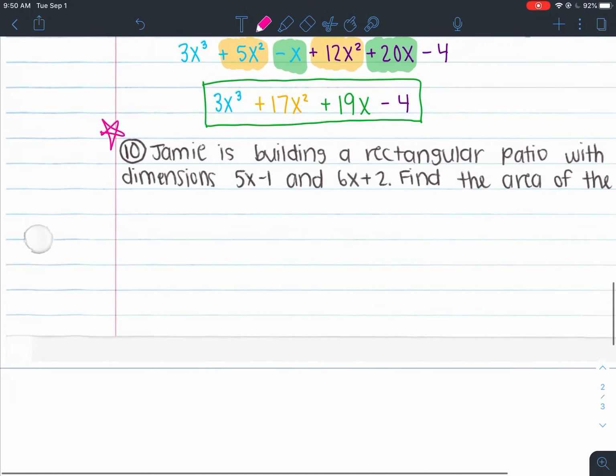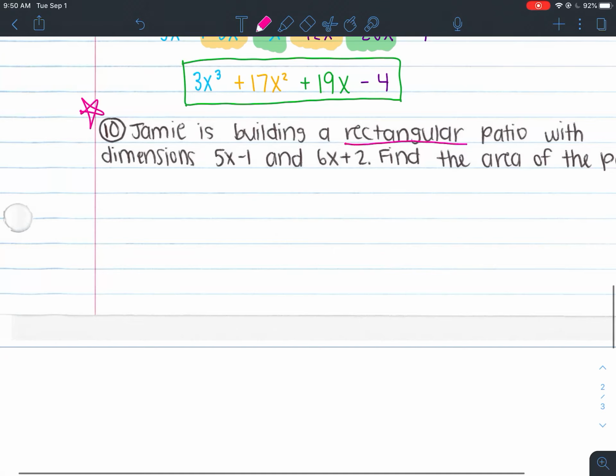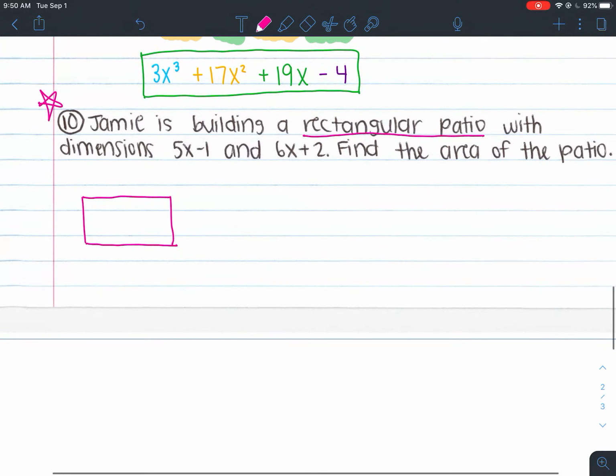So I'm going to draw a rectangular patio because it's a rectangular patio. And anytime there's a picture or they're asking me to find the area or perimeter, I like to draw pictures so I can visualize it. So I'll draw a rectangle here for you. Okay, so this is our rectangular patio.